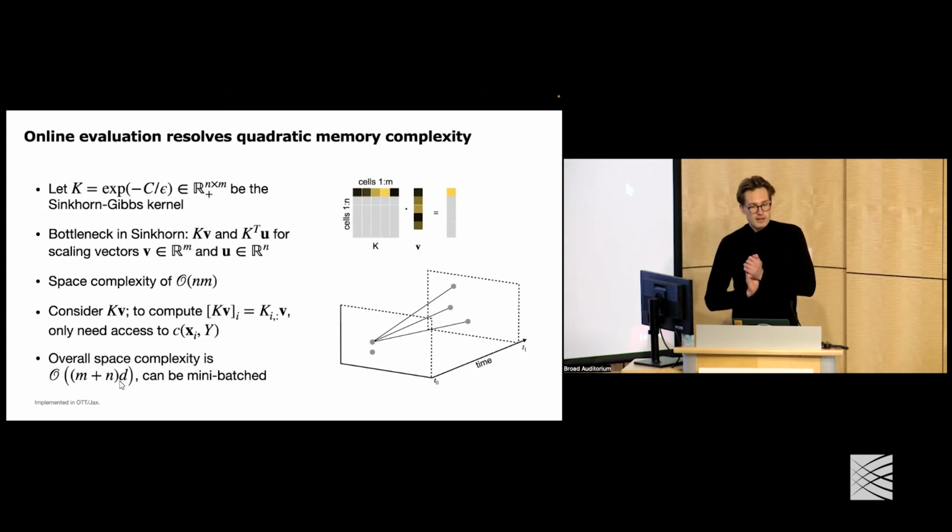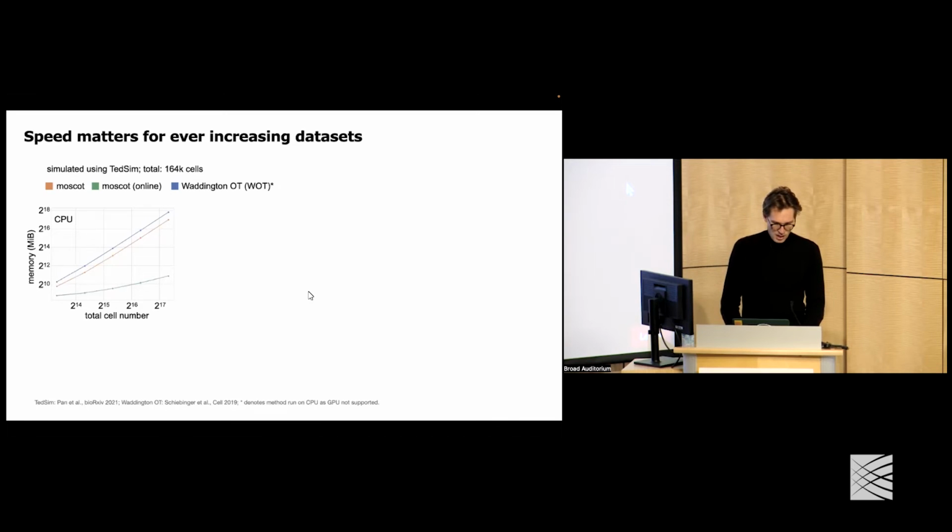And typically, we define these cost functions in latent spaces like autoencoder latent spaces. So d is between 10 and 50, so it's not too high dimensional, actually. So I want to emphasize that this online evaluation is not an approximation, it's exact. The result that you get is mathematically equivalent, it's exactly the same. It just resolves this memory complexity, which really enables you to run this for much larger data sets.